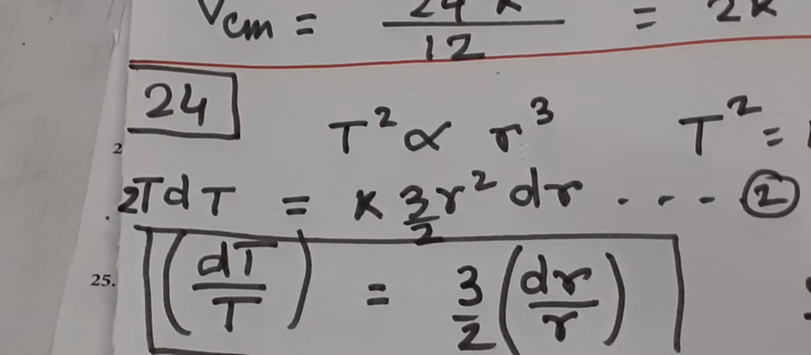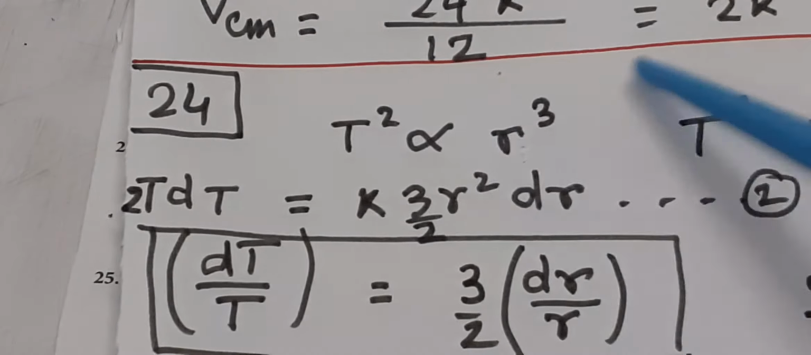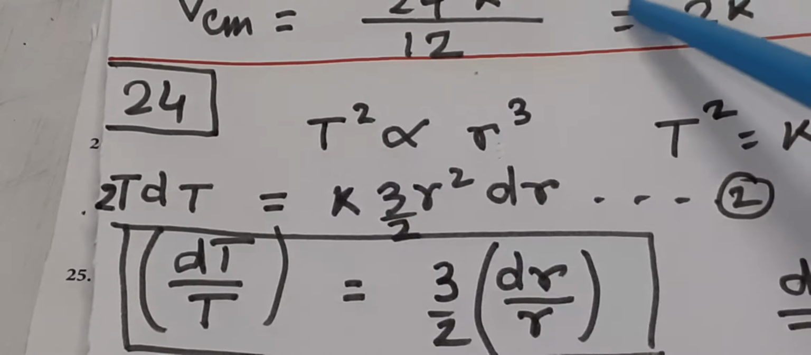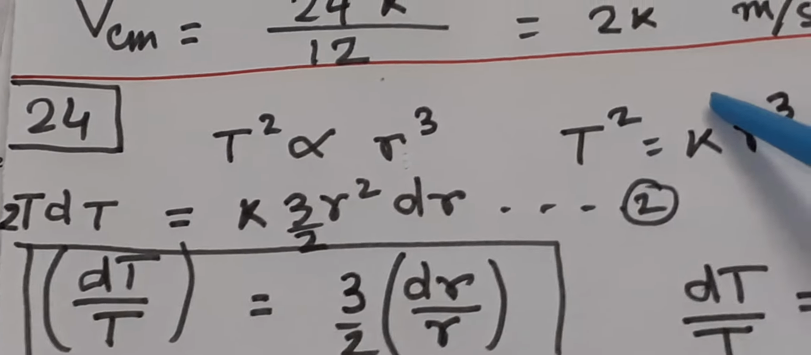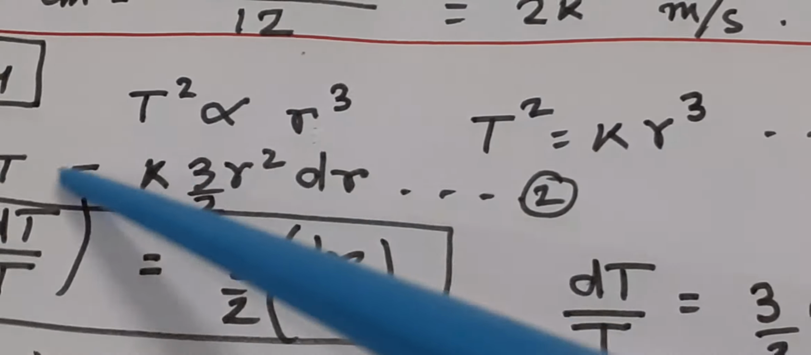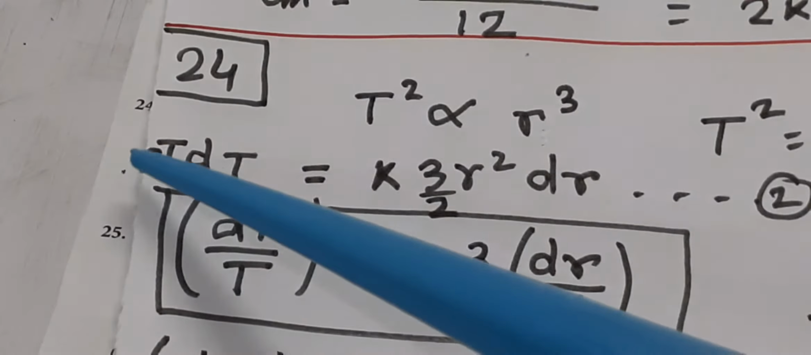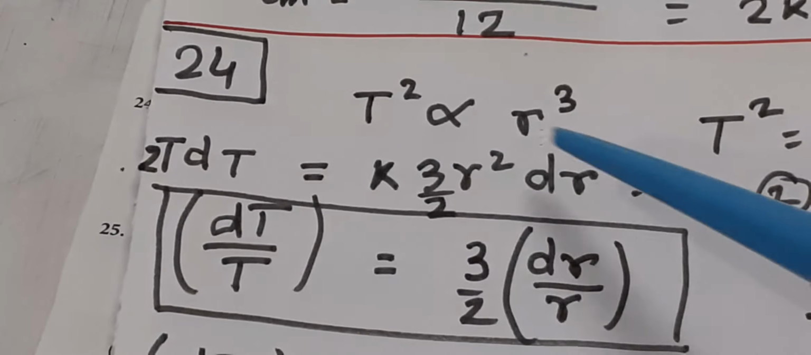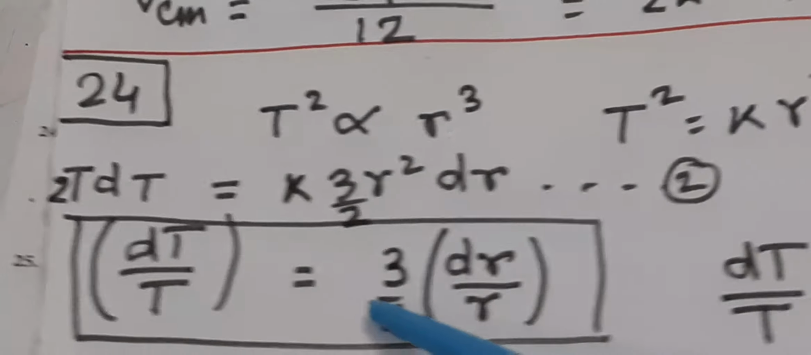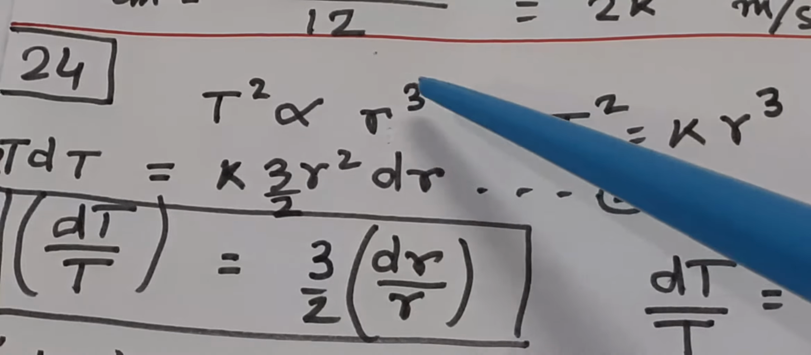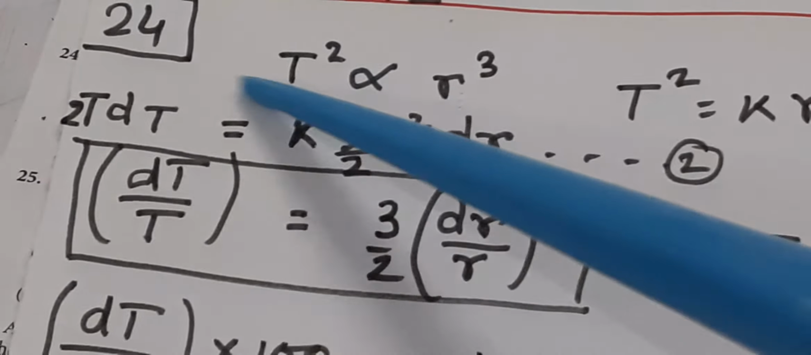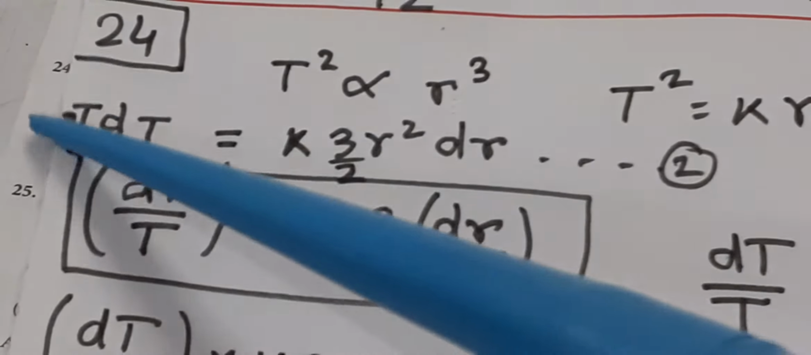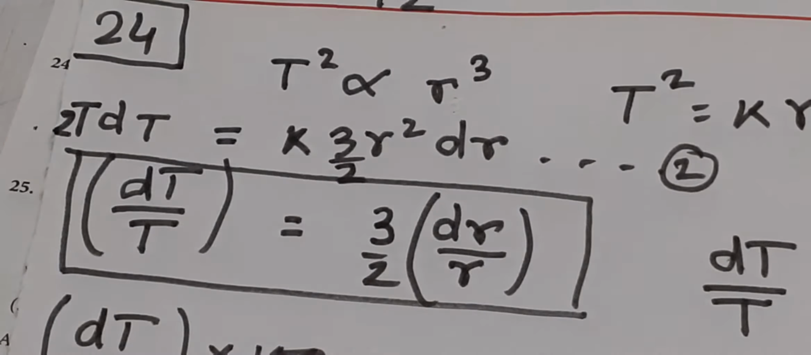How to do? We know from Kepler's law, directly you can use T squared proportional to r cubed, or you can derive it some other way also. Now T squared equals k r to the power 3. Differentiate this, you will get 2T dT equals k times 3 r squared dr.